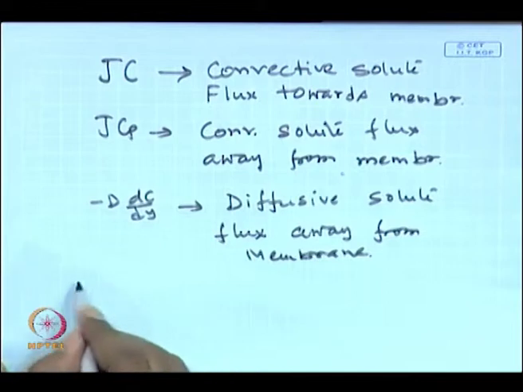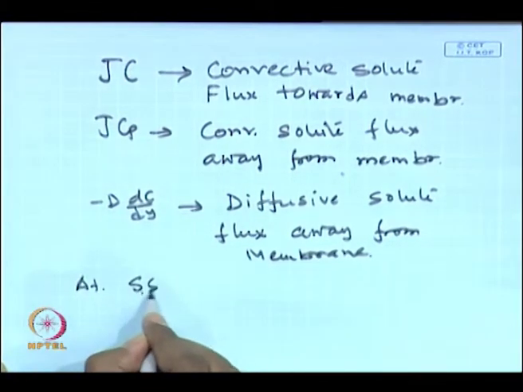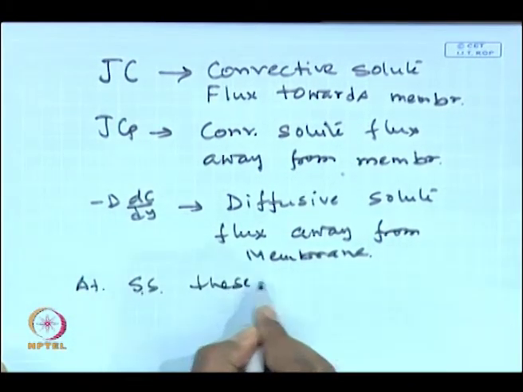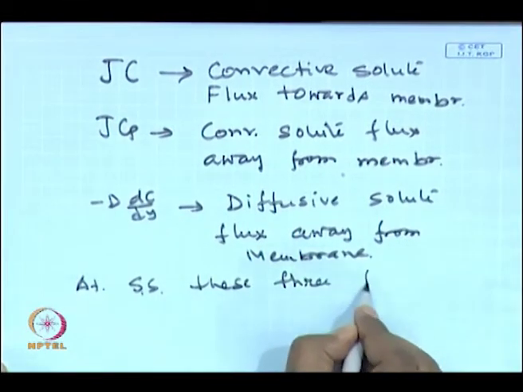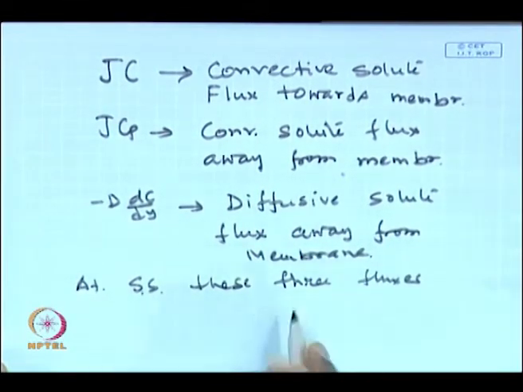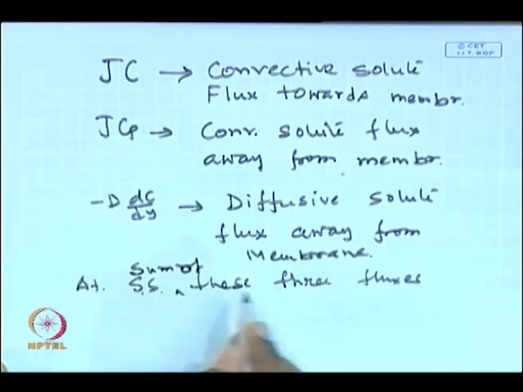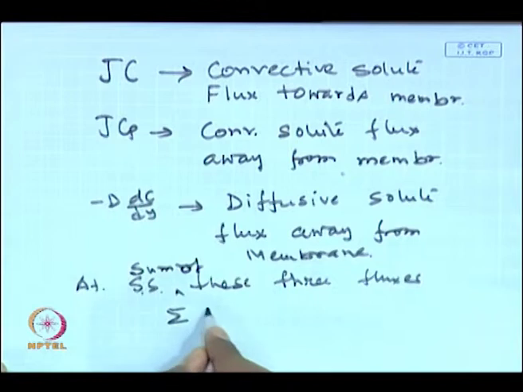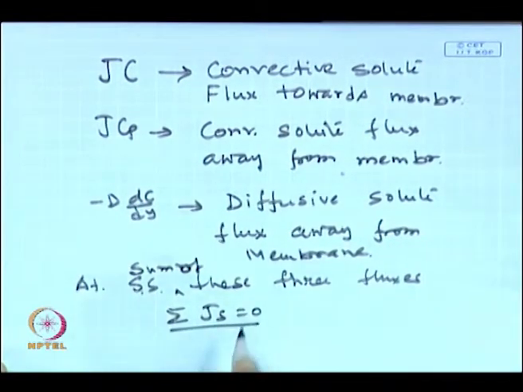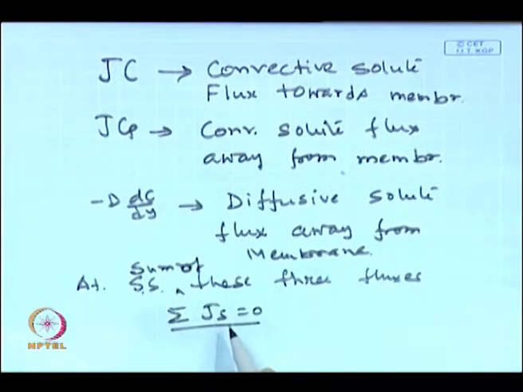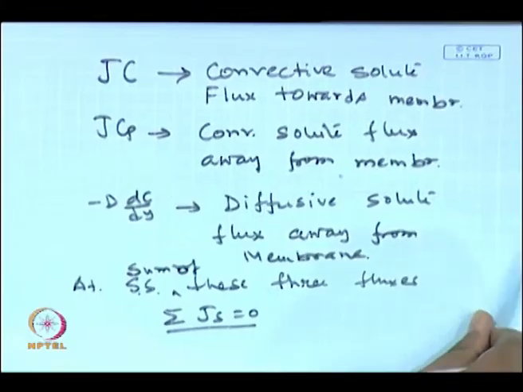Okay. Now, at the steady state, the summation of these 3 fluxes will be equal to 0. Js stands for the solute flux. The summation of these 3 fluxes will be equal to 0. That gives the governing equation of productivity in the system. What is that? Just add them up.